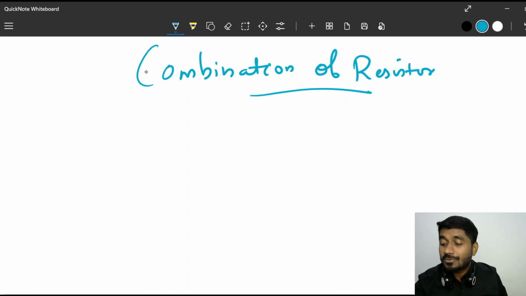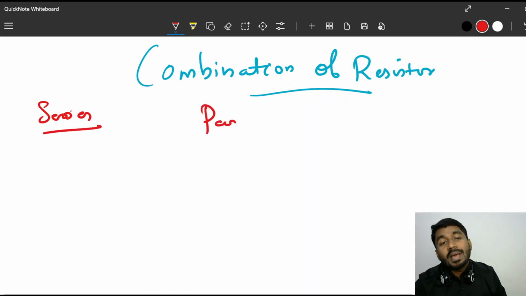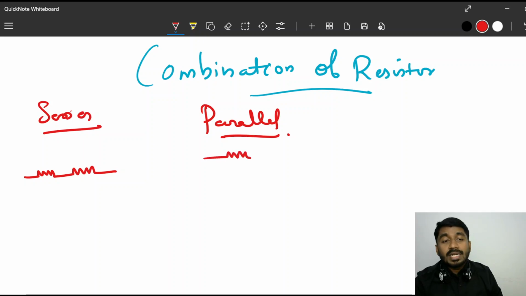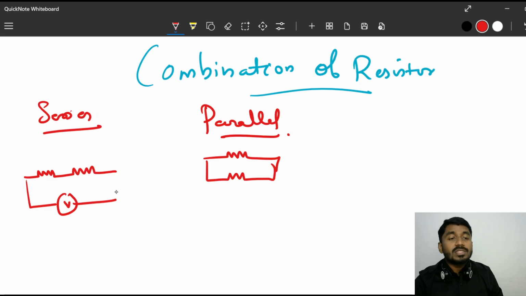We have two types of combination of resistance you need to study. One is series combination, the other one is parallel combination. You know the basics. If you connect resistances like this, it is called series, and if you connect resistances like this, it is called parallel. Series means if I connect a voltage to resistors R1 and R2 in series, definitely a current will flow through the circuit.